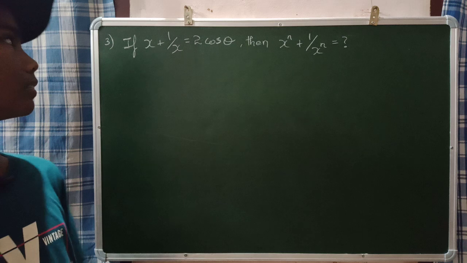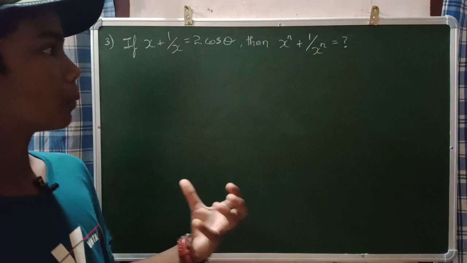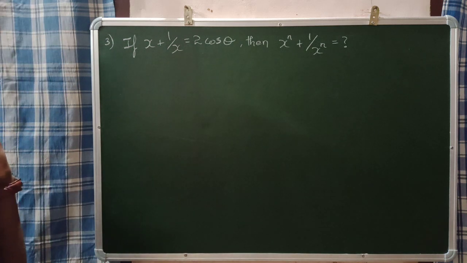Our next question is, if x plus 1 by x is equal to 2 cos theta, then x to the power of n plus 1 by x to the power of n is equal to what? So guys, this is the question.